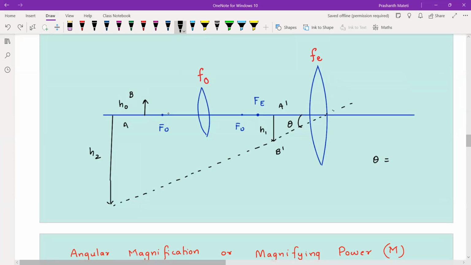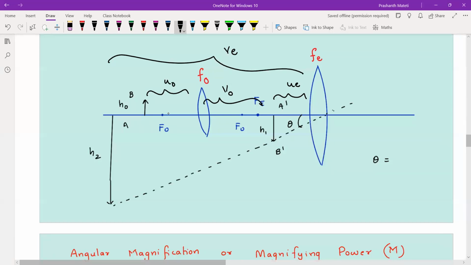Okay, so this distance is again UE, that is the image distance VE. This is UE, and this is the image. We can say this is V from the object, and this is U. Now, what is the length of the microscope? If they ask the length of the microscope, it is the distance between the two lenses, that is VO plus UE. This is the length of the microscope. And what is theta? The final angle subtended, you measure. We can say it is the height H1 by UE also.